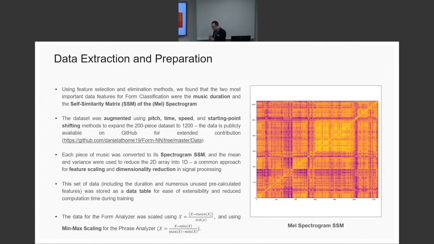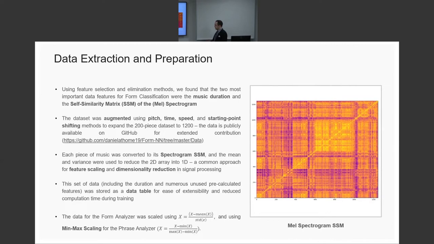So, data extraction and preparation. Using feature selection, such as select k best and recursive feature elimination methods, we found that the two most important data features for form classification were the music duration and the self-similarity lag matrix of the MEL spectrogram. And I have a picture of that on the right. So it's basically just taking the spectrogram data and overlaying it into a recurrent vector. The data set was augmented using pitch, time, speed, and starting point shifting methods to expand the 200-piece data set to 1,200. This data set is publicly available on GitHub for extended contribution.